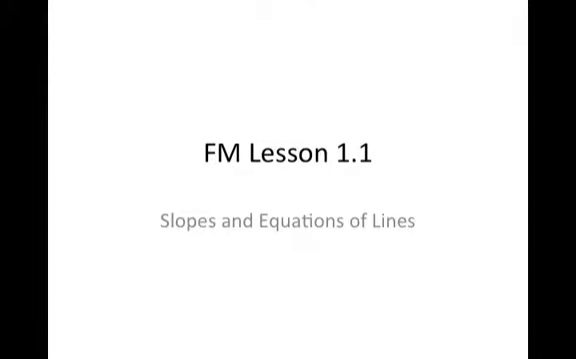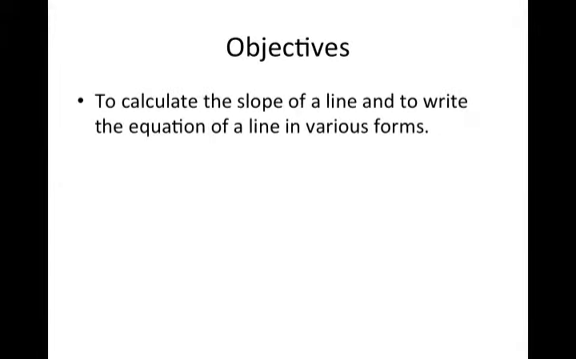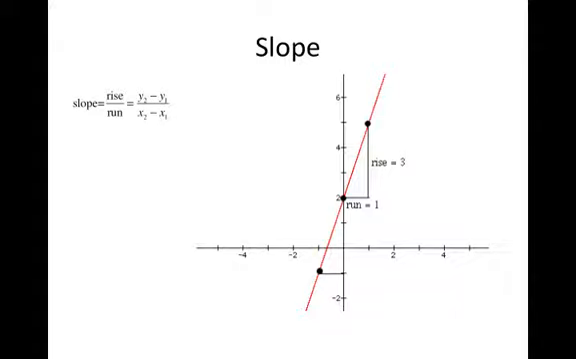Welcome to your Finite Math Lesson 1.1, Slopes and Equations of Lines. So today you will calculate the slope of a line and you will also write the equation of a line in various forms. Okay, if you will recall, slope is just the rise over run. It's the rate of change for a line. And so if you take any 2 points, it's y2 minus y1 over x2 minus x1.